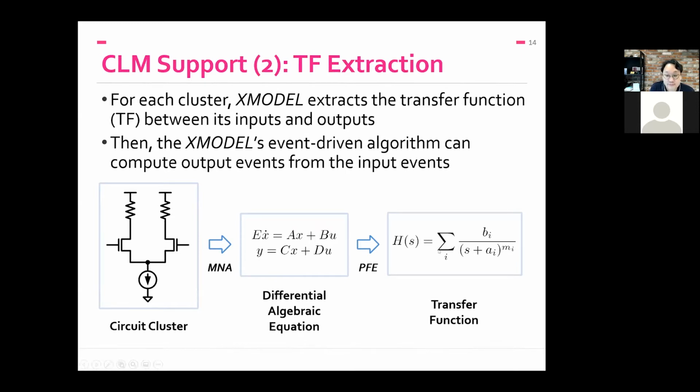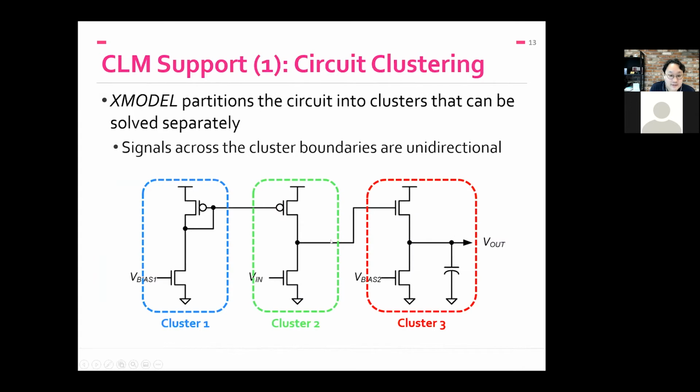And once you have done that, then the process is the same as before. We've now got the transfer function between input and output. If there is a Laplace domain expression for the input, you can propagate to the output by multiplying with the transfer function. Okay, that's what X model does.